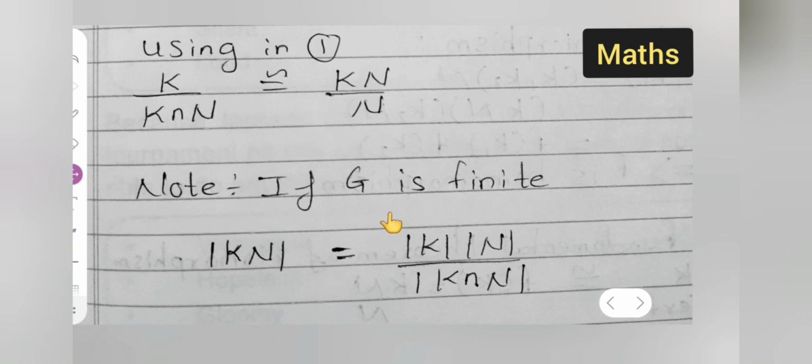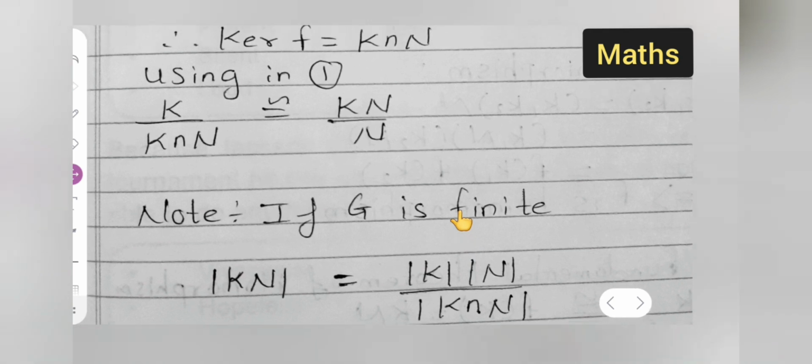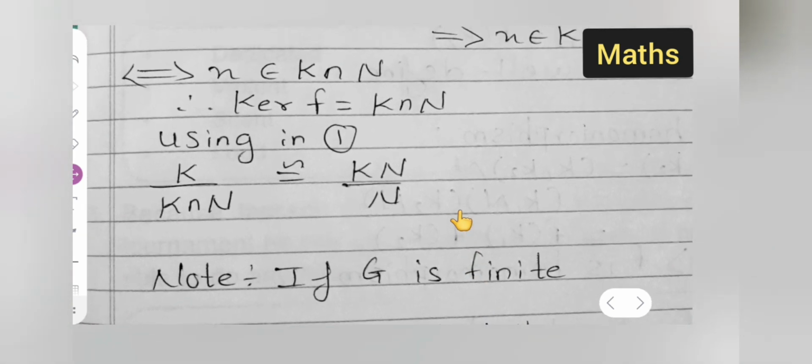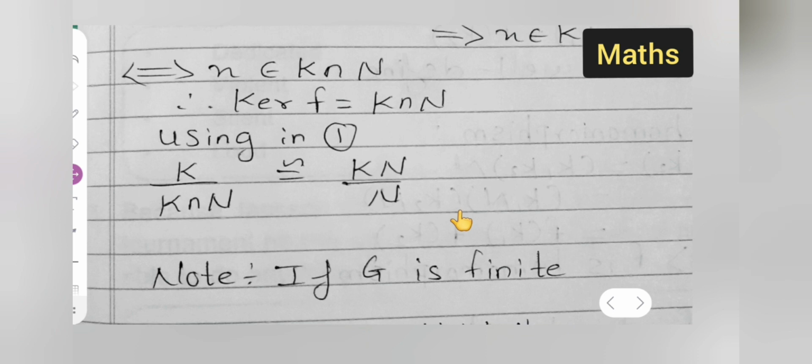Note, if G is finite, then order of KN is equal to order of K into order of N upon order of K intersection N. So we have written this in this form. So basically we are done with this theorem, that is, we are done with the second isomorphism theorem.